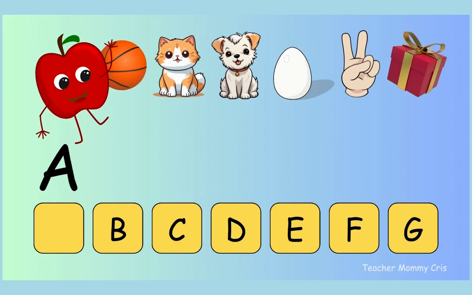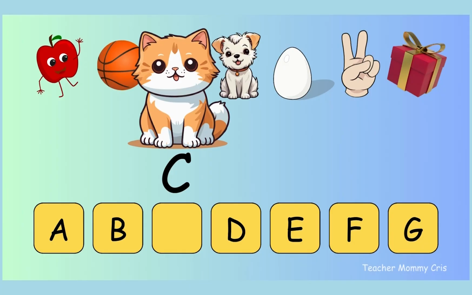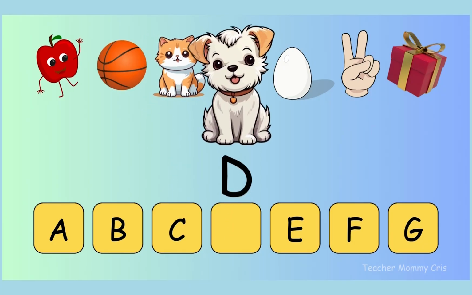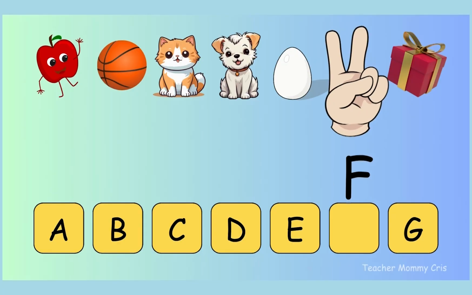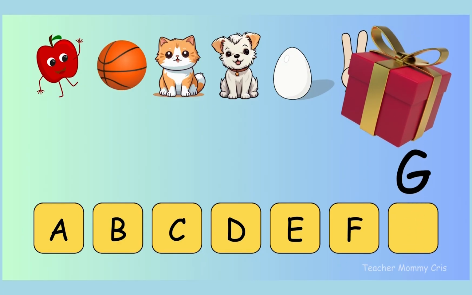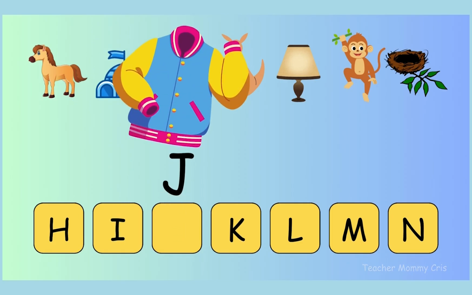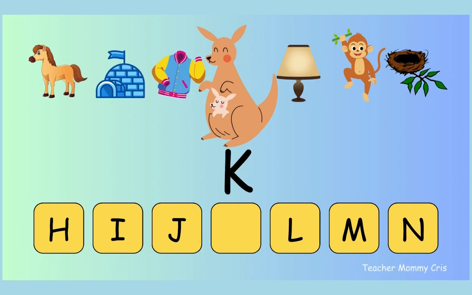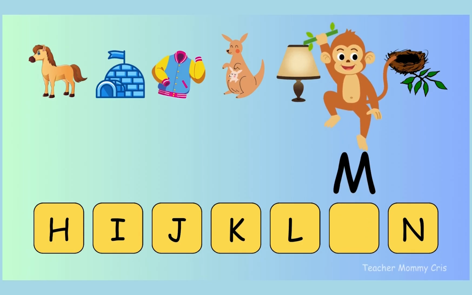A. Apple. B. Ball. C. Cat. D. Dog. E. Egg. F. Fingers. G. Gift. H. Horse. I. Igloo. J. Jacket. K. Kangaroo. L. Lamp. M. Monkey.